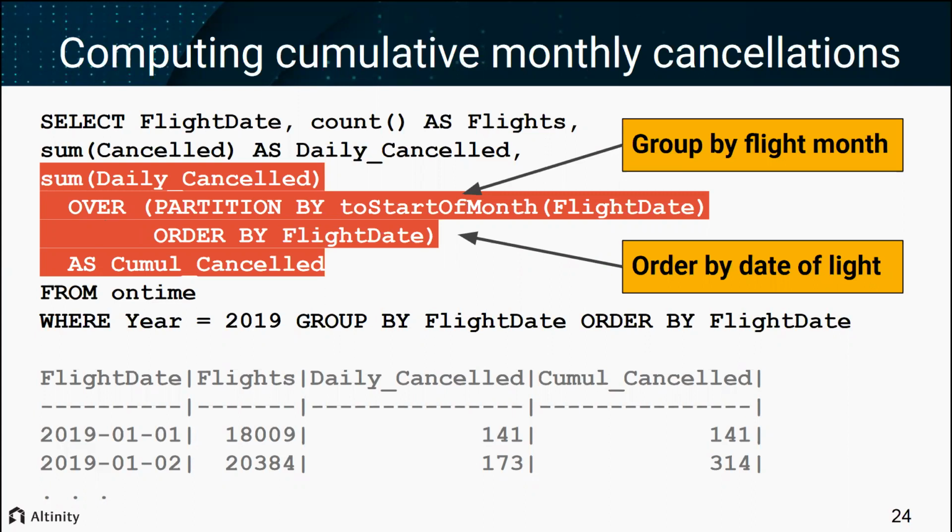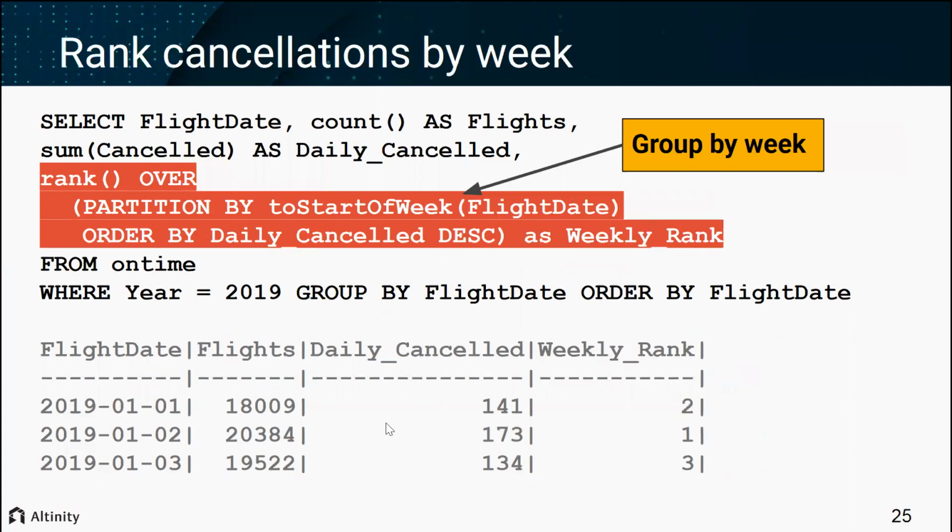You can do other kinds of cumulative aggregations if you want. Another one is to rank the cancellations by week. That was one of the examples we gave earlier. And here what you're going to use is the native rank function, which again is going to use a partition. So we're going to group the data when computing the window function by weeks. The toStartOfWeek is going to normalize, similar to what we did in the previous query, to the first day of the week, or the first moment in the week, and then we'll order it by, in this case, the number of daily canceled flights in descending order.